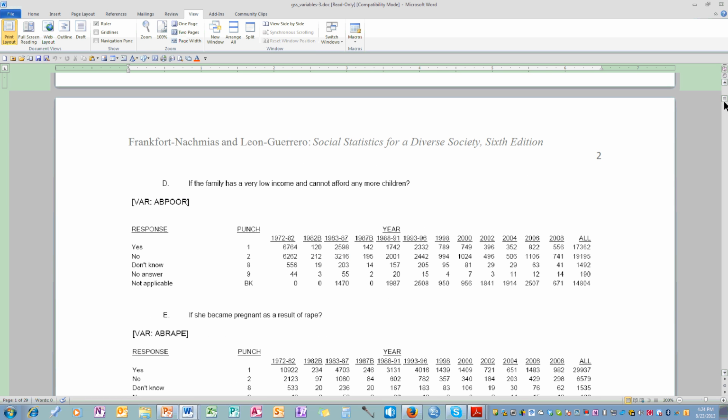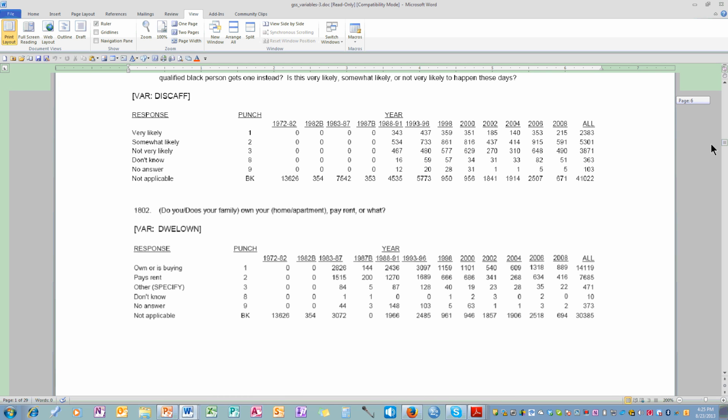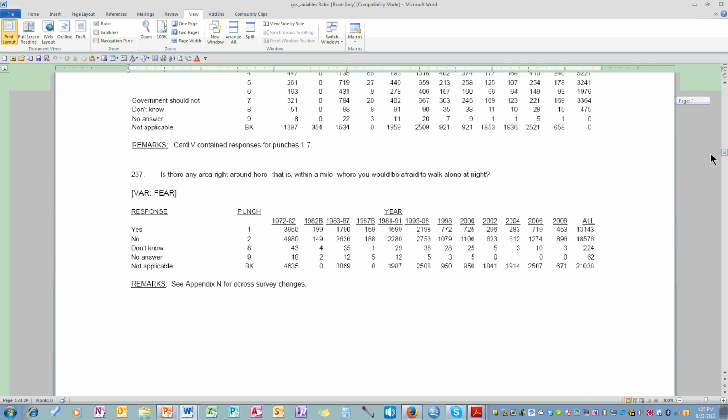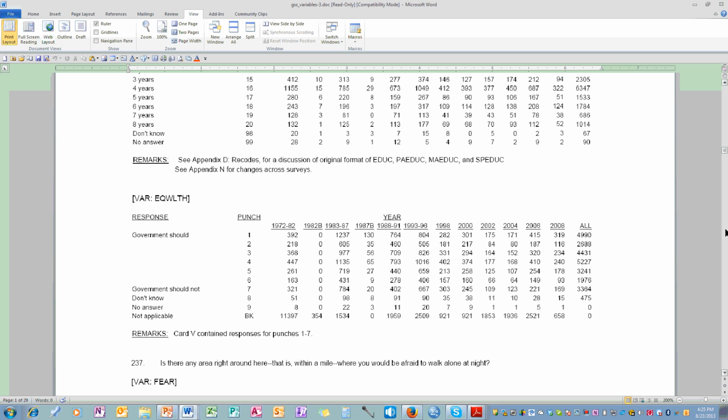But if you scroll through the codebook, here's a question on, I'll just randomly stop here, equal wealth.